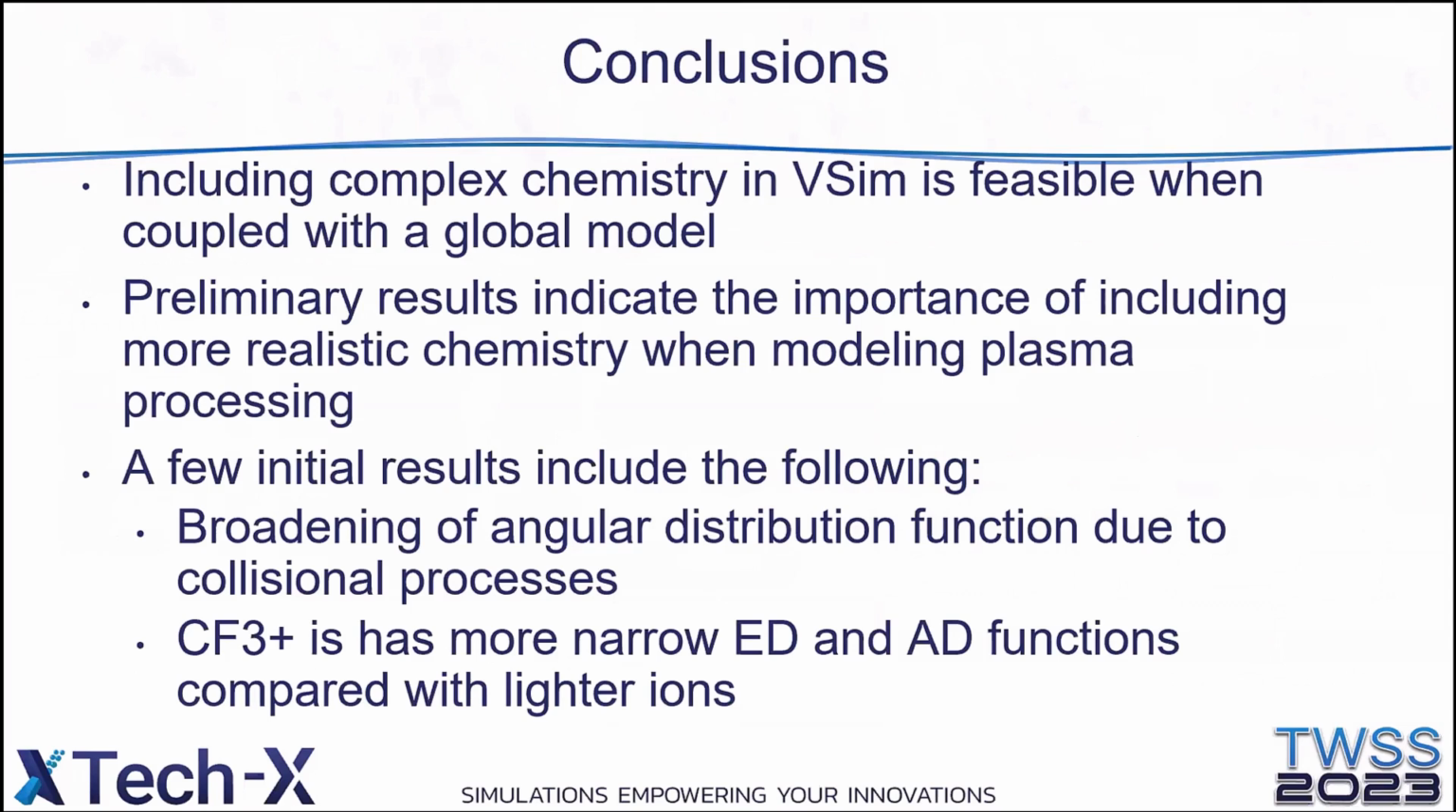Okay, so to conclude, including complex chemistry in VSim is feasible when you couple it with a global model. The preliminary results indicate the importance of including more realistic chemistries to get the distributions correct onto the wafer. A few initial results are the broadening of the angular distribution due to these collisional processes. And we also see differences in the ion species as well. So CF3 is behaving differently than the other two species. So that's it.